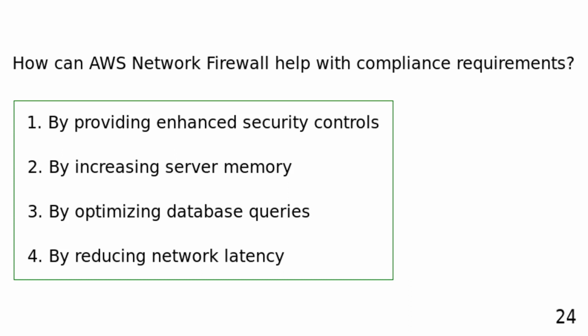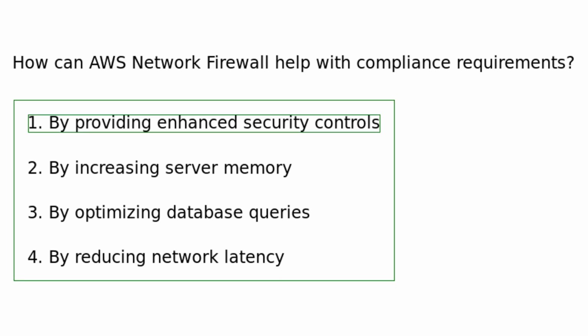How can AWS Network Firewall help with compliance requirements? By providing enhanced security controls. By increasing server memory. By optimizing database queries. By reducing network latency. AWS Network Firewall can help organizations meet compliance requirements by providing enhanced security controls for network traffic.